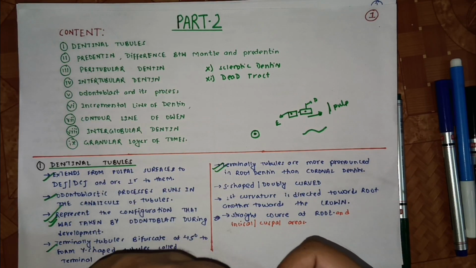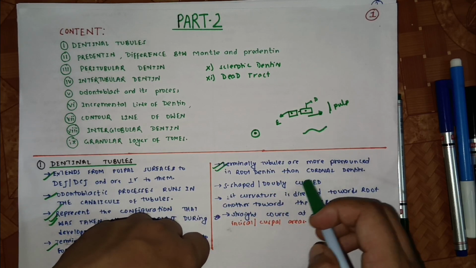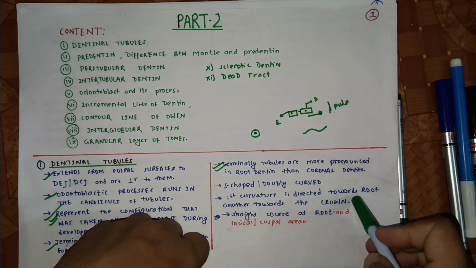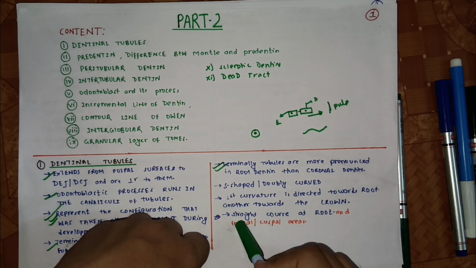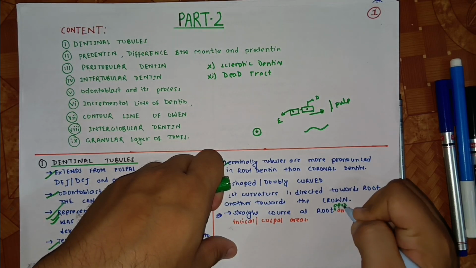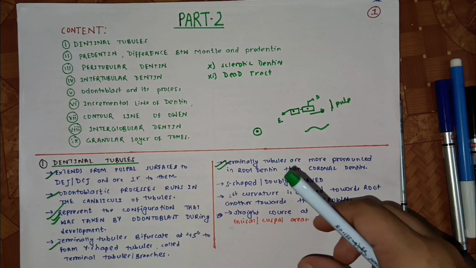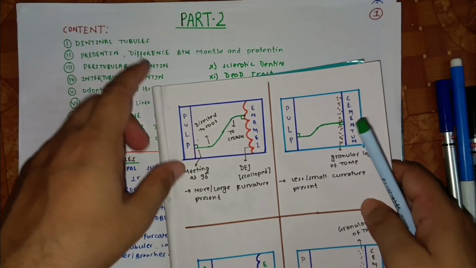Now in the next point, as written, it is S-shaped or doubly curved. That is the primary curvature of the dentinal tubules. The first curvature is directed towards the root, the other towards the crown. There is a straight course at the root and in the incisor and cuspal areas. So it is a root apex. I will show you the pictures, and in the pictures I will explain this clearly.